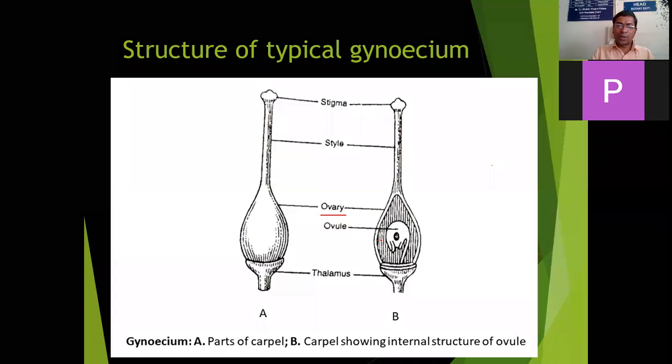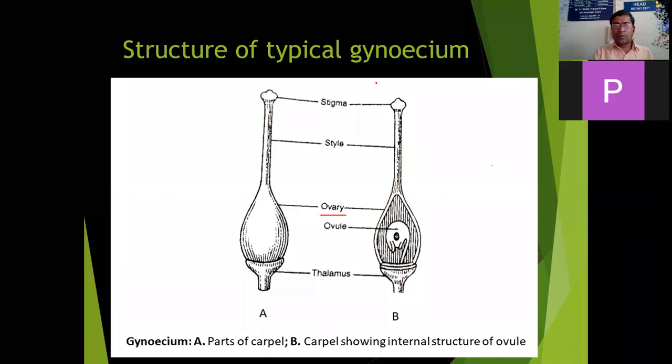Polycarpellary, it is called polycarpellary. So this is a single chambered ovary. It is only for your reference. Now this ovary consists of a single chamber. It is showing a single ovule, then this style and stigma. So this is a typical structure of the gynoecium.